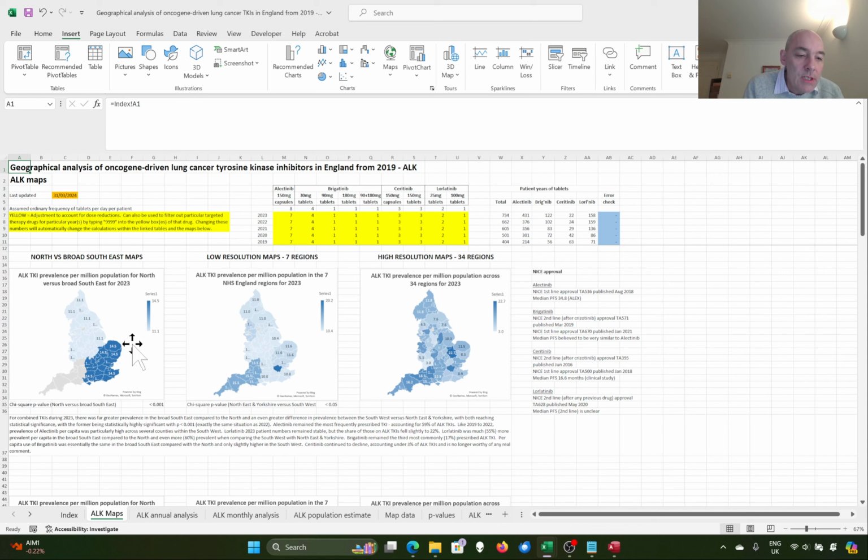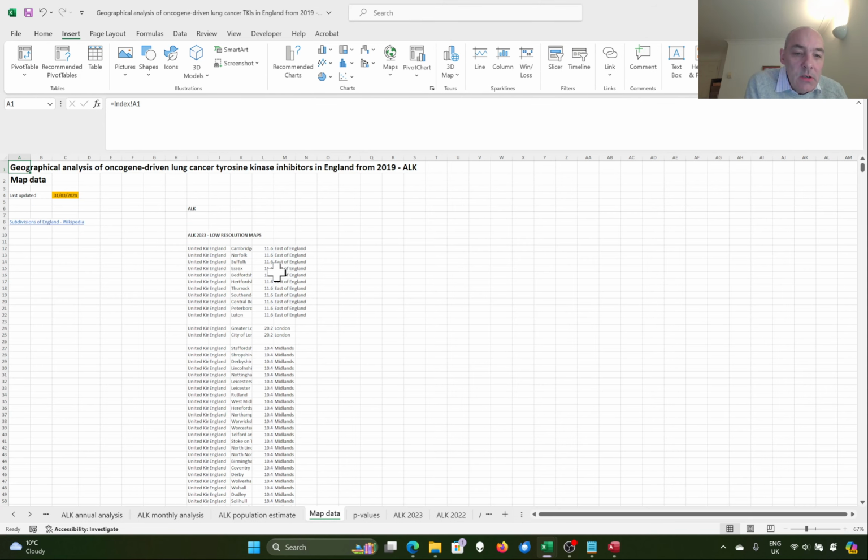Unfortunately, like here, I'm comparing what I call the broad southeast down here with the north up here. They have fairly similar population sizes. This is, I think, 24.4 million in the broad southeast, and this area is I think almost 26 million. So slightly different, they're fairly similar but not quite. So what I did here in the map data, no, sorry, here, where's it gone?